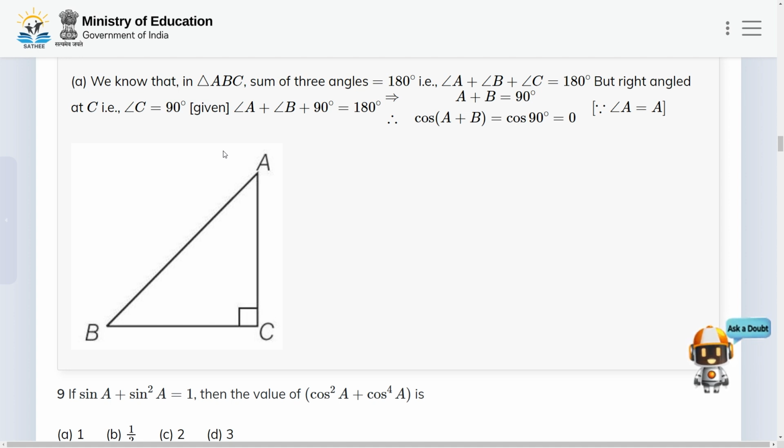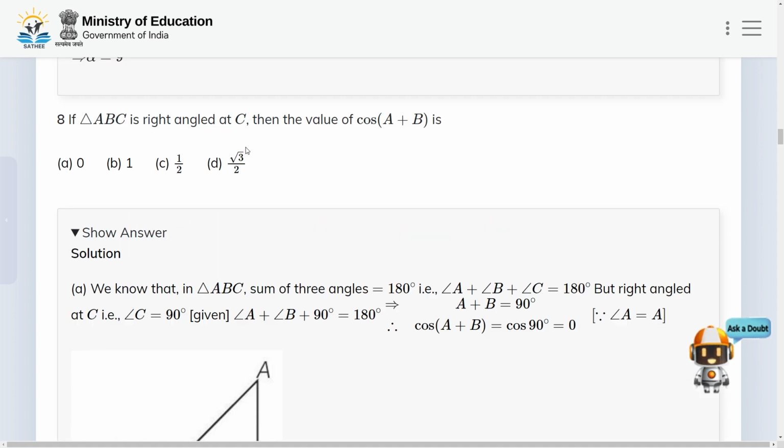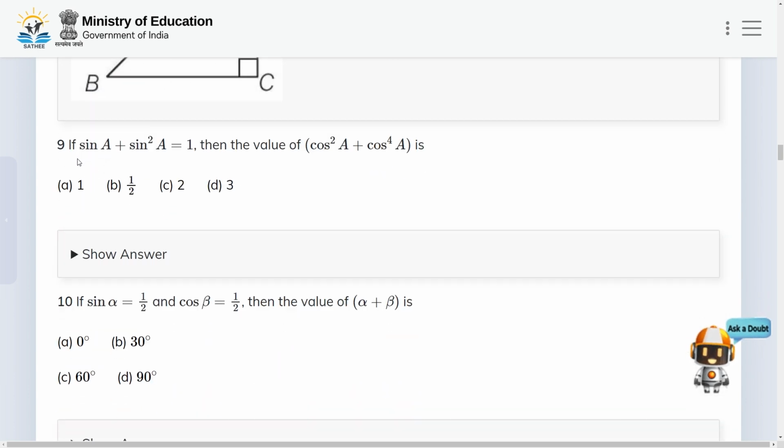Okay, so therefore cos of A plus B is equal to cos 90 degree, and we know the value of cos 90 degree is equal to 0. Okay, so cos of A plus B is equal to 0. So in option A we have 0 value. Okay, so here the correct answer is option number A. Option number A is here the correct answer. Now let us move to the next question.